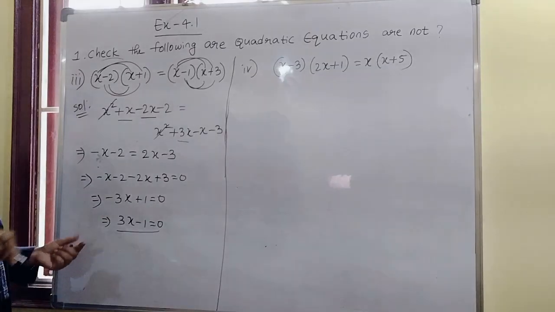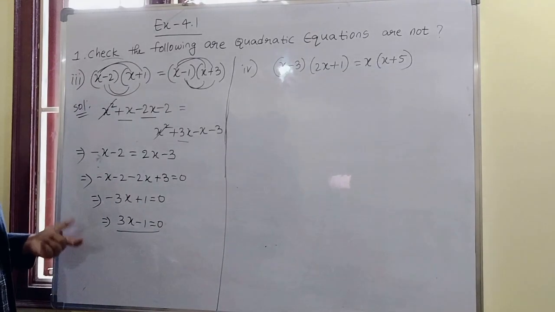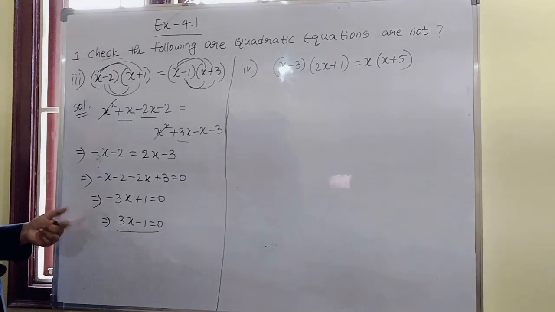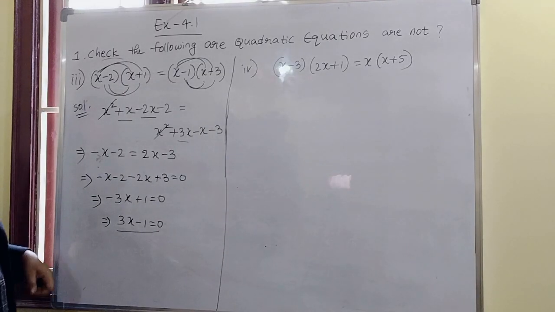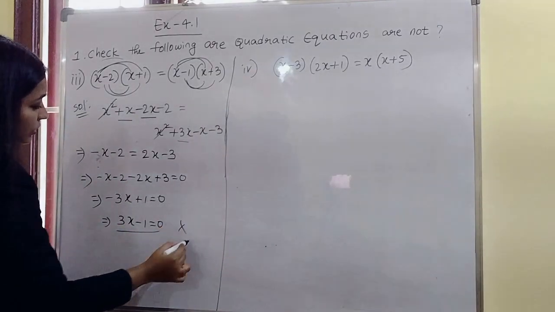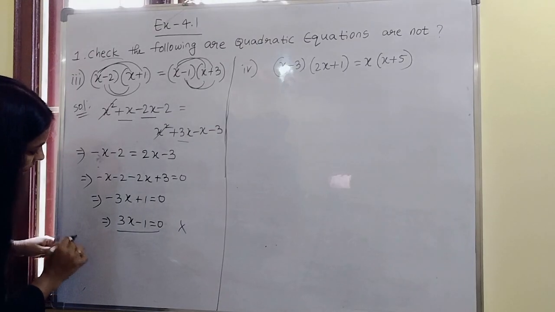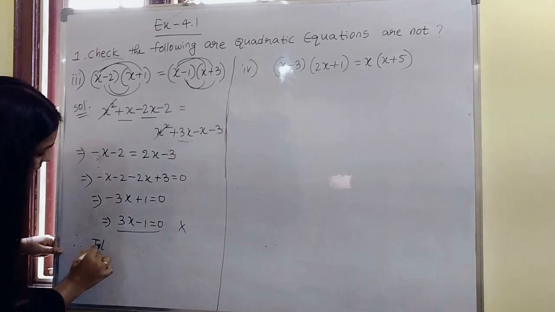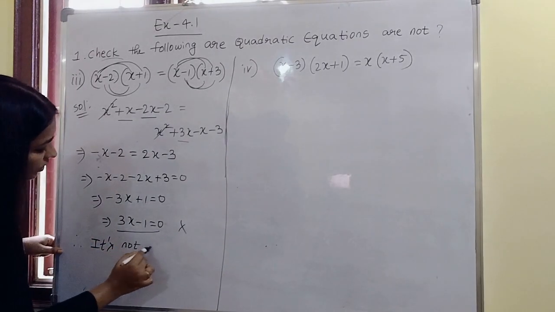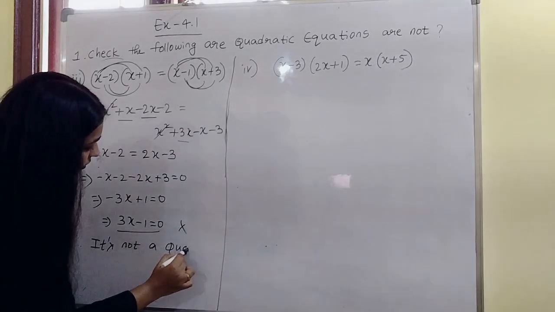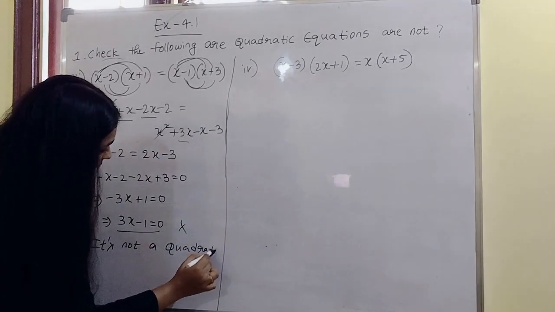Tell me, is it in the form of a quadratic equation? No, it is not in the form of ax square plus bx plus c is equal to 0. So therefore it is not a quadratic equation. So here I am writing the conclusion: therefore, it's not a quadratic equation.